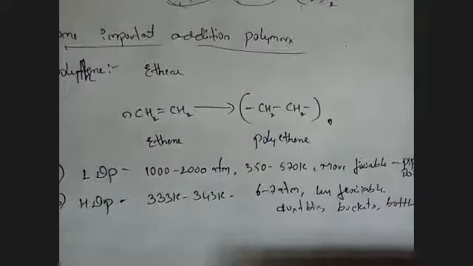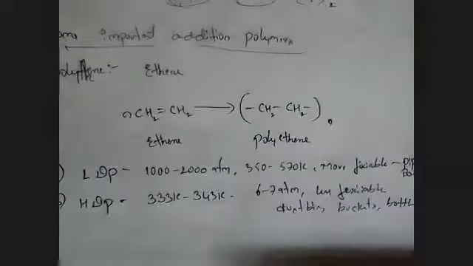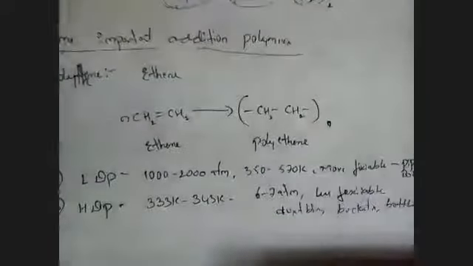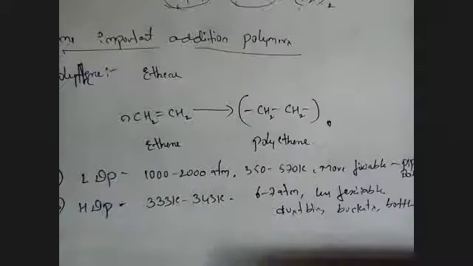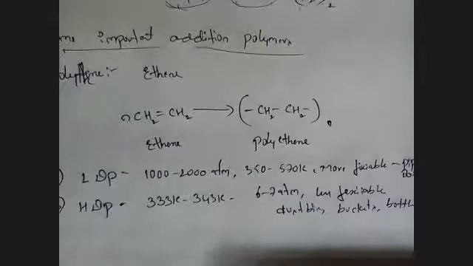Low density polythene means it has 1000 to 2000 atmospheric pressure with 350 to 570 Kelvin temperature resistivity, and it is more flexible and easy to bend and shape. And we are using it in pipe formation, toy making, and bottle manufacturing. Again, high density polythene has 6 to 7 atmosphere pressure and 333 to 343 Kelvin, and it is less flexible, and we are using it for dustbins, buckets, and bottle manufacturing. Okay, fine.